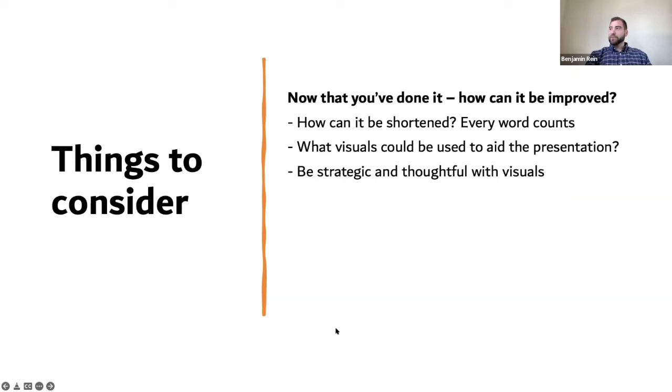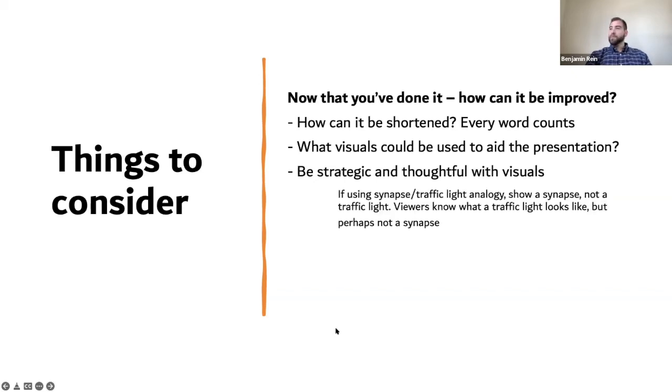Be strategic and thoughtful with your visuals, right? So this is what I just went through. Again, you don't want to use the image of a traffic light. You would rather use the image of a synapse, because people know what a traffic light looks like, but not a synapse.